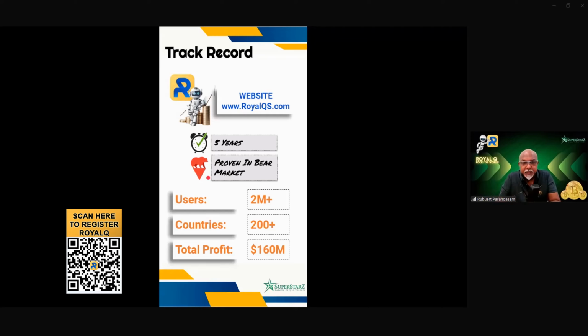Because it's a robot, it's still trading the ups and downs that happen in the market. To date, there are more than 2 million users. It's not 100,000 or 200,000. It's 2 million.